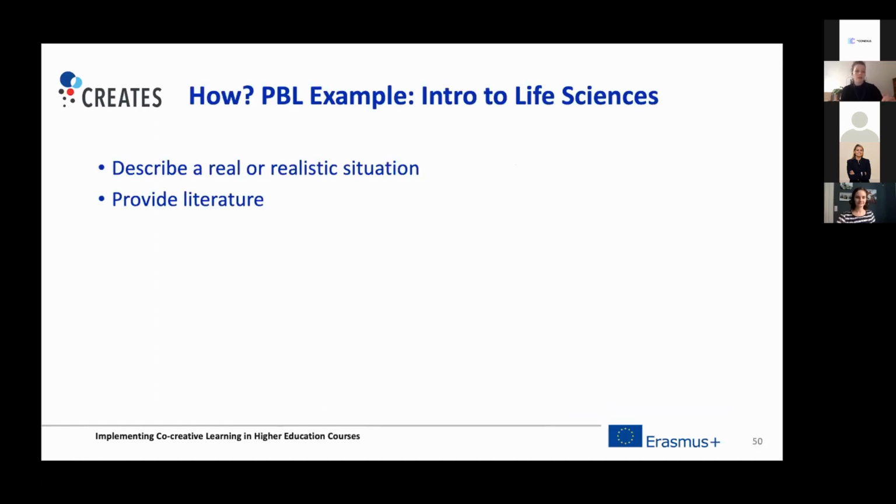Yes, so basically, how do you do this? As I said, you describe a real or realistic situation. So what does that mean? That can be anything from general discussions that there might be in a field. So it has a constructivist approach to learning, meaning that it often looks at how things are currently perceived in the field. So how was the current state of knowledge constructed?